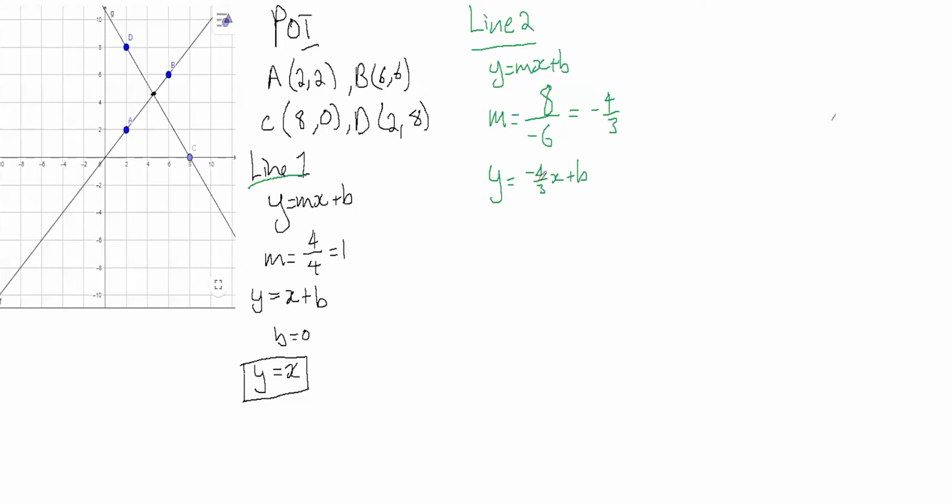Okay, now we need to find b. How do we do that? Well, last time we could see it. This one's not so clear exactly where it is, so we probably shouldn't guess from the graph. We need to find the value. So we'll do it this way: a point that lies on the line will satisfy the equation.